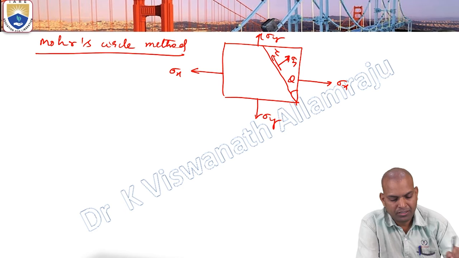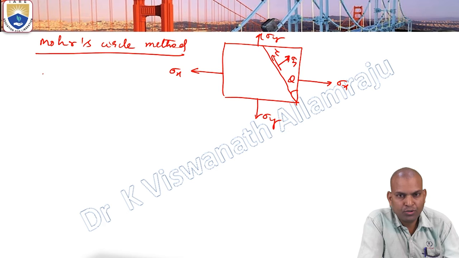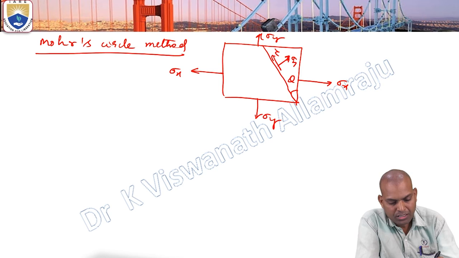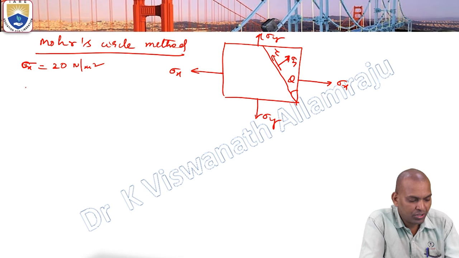Consider sigma x and sigma y values on a linear scale, sigma x in newton per meter square and sigma y also in newton per meter square. Consider the value of sigma x in terms of centimeters. For example, if sigma x equals 20 newton per meter square, the scale is 5 newton per meter square equal to 1 centimeter. Then sigma x in centimeters becomes 4 centimeters.